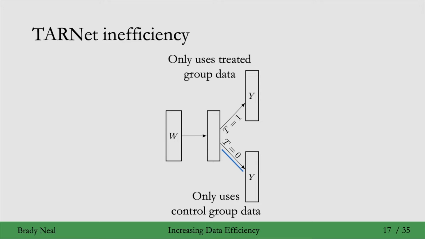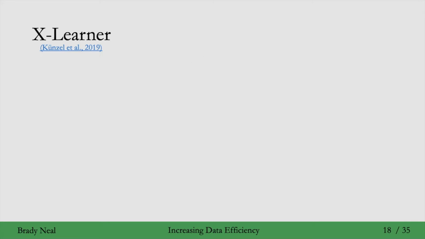We'll now move on to another method that tries to increase data efficiency, the X-learner. I don't really keep up with the X-Men movies, but I think there might be an X-learner X-Men movie coming out pretty soon. It's this X-Men that's just always reading books, and their superpower is basically just reading books.